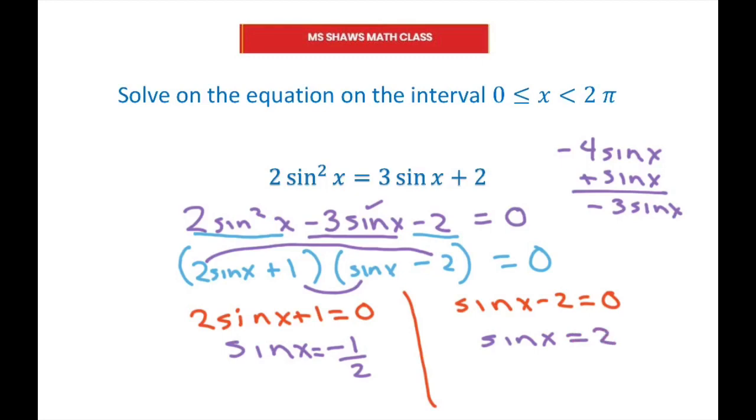There's no way that sine can be bigger than 1, because remember, sine is opposite over hypotenuse. Your opposite can't be bigger than your hypotenuse, so this one here is no solution, so we just disregard that one. So all we're going to look for is where is sine of x equal negative 1/2.